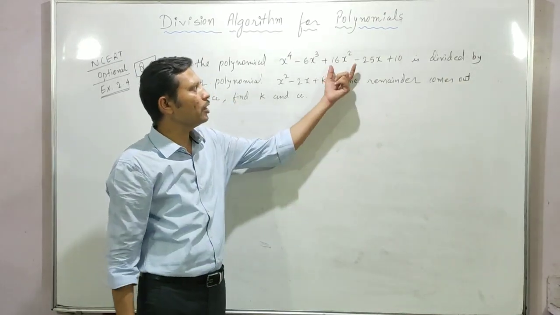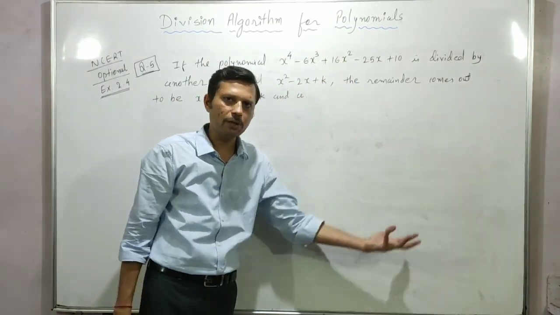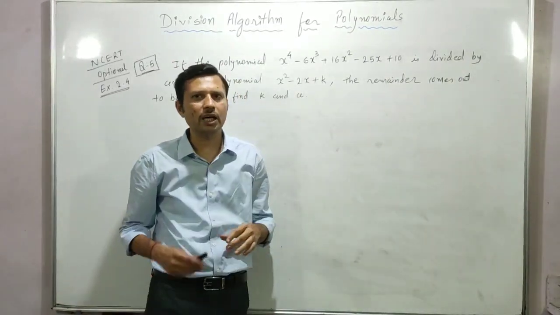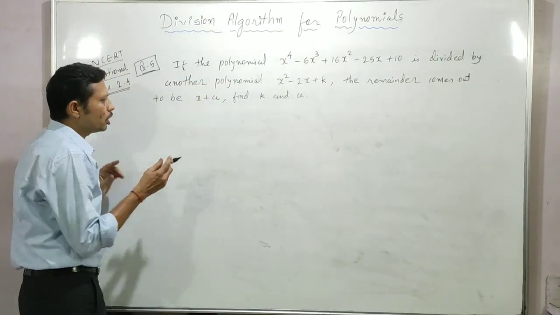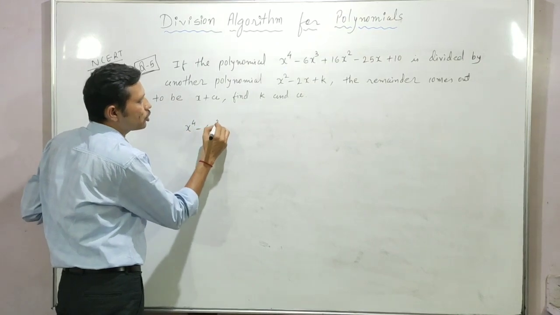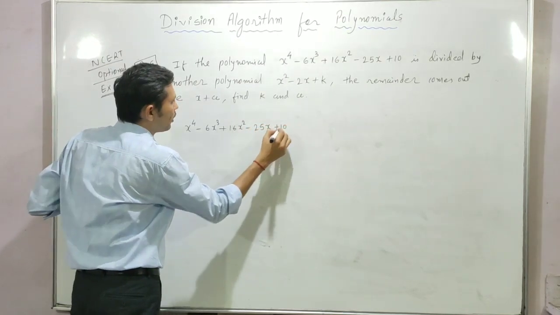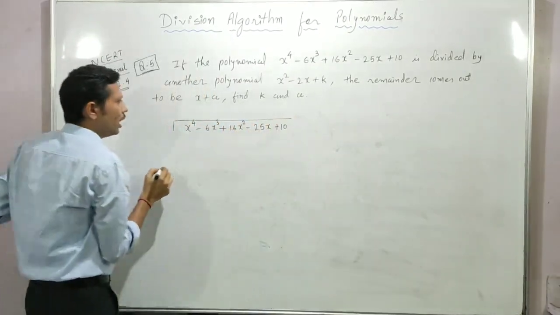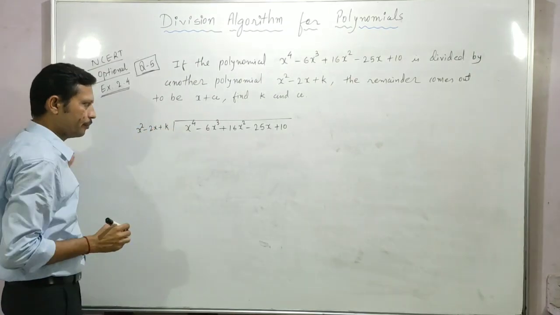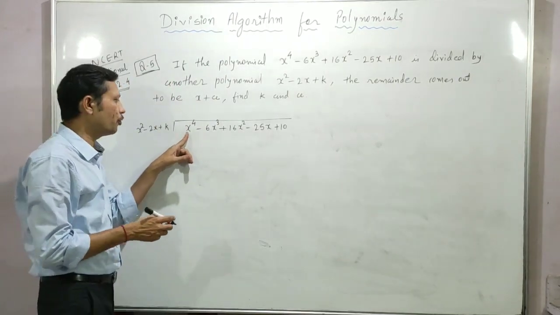So now first we will do the division of this polynomial by this one, and after that whatever the remainder we will get, that we will compare with the x plus a to get the value of k and value of a. Let's do the long division. So my polynomial is x the power 4 minus 6x cube plus 16x square minus 25x plus 10. And this polynomial I will divide by the x square minus 2x plus k. Now simple, do the division algorithm. Long division that we are performing.